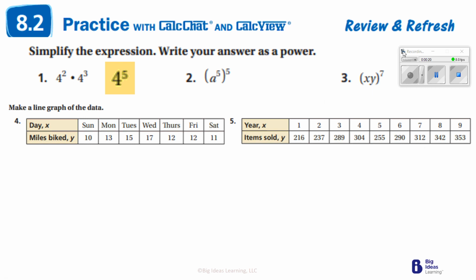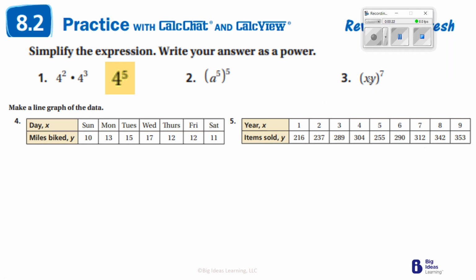Number 3 says that I have x times y to the seventh power. This 7 gets multiplied to both the x and y. So this should be x to the seventh power, y to the seventh power. Number 4 is for you to do.